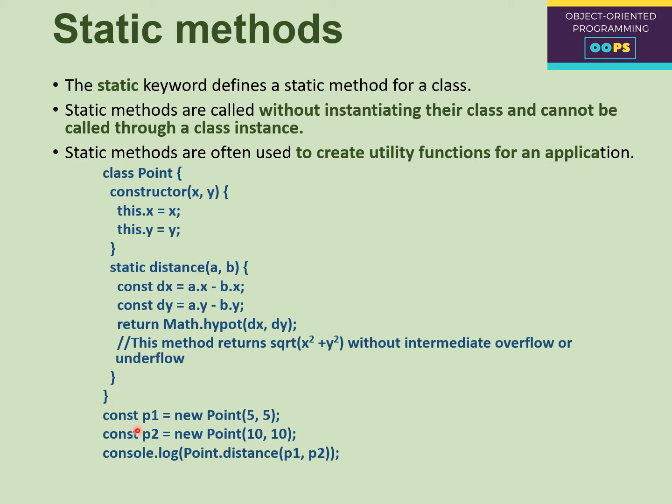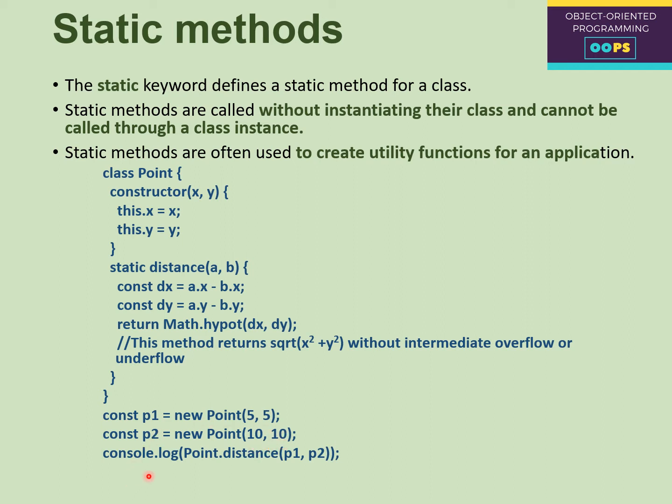Then after the class definition, const p1 is equal to new Point of 5 comma 5. So a constant variable p1 is created, and it will be treated as an object for the Point class with values 5, 5. So this 5, 5 will be copied to the constructor of the Point class. x will take the value 5 and y will take the value 5. Then another one, p2, is new Point of 10 10. So x is 10 in p2 and y is 10 in p2.